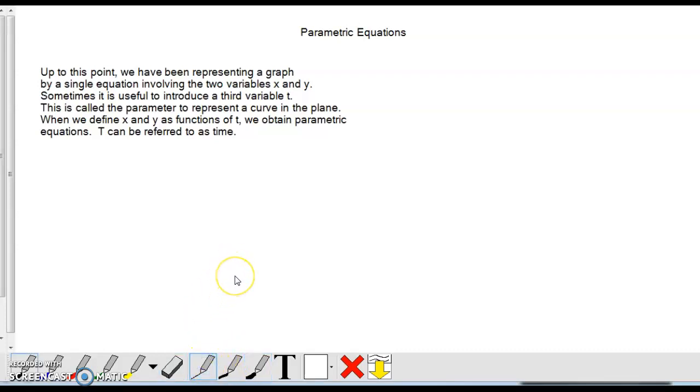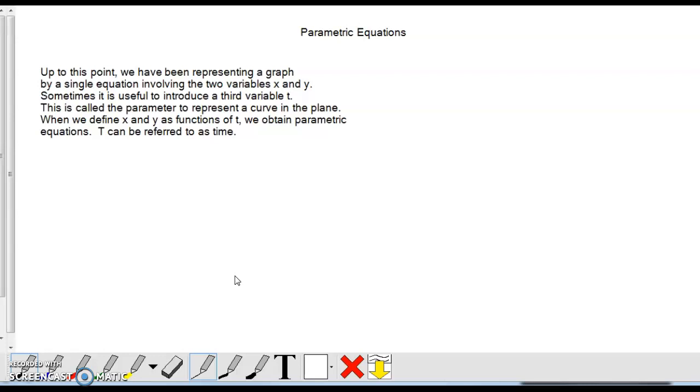All right, in this lesson, we're going to talk about parametric equations and what that really is. Up to this point, if we read what's on the screen, we've been representing a graph by a single equation involving two variables, the x and y. So we have linear equations, we have quadratic equations, cubic, quartic, and so forth.